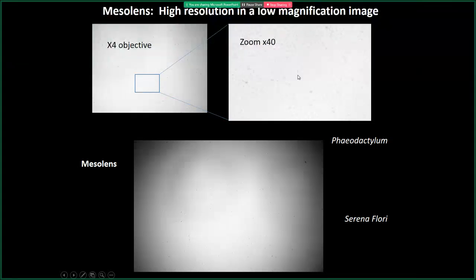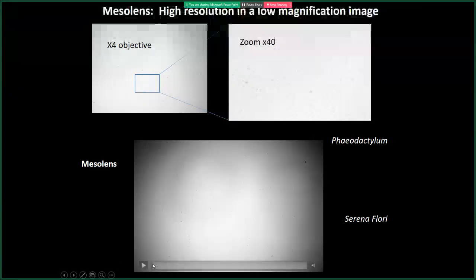If we zoomed that up 10 times, equivalent to looking at it with a ×40 objective, we would see what we can see on the right here, which is not much more than we can see on the left. So we can increase the zoom, but we don't get any better resolution. We're limited in resolution by a ×4 objective.